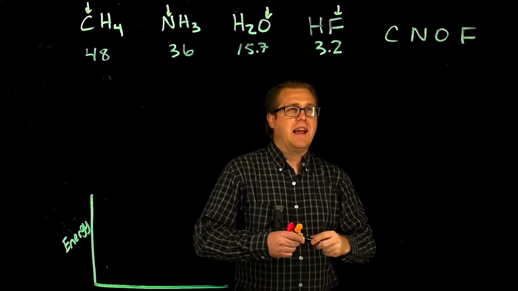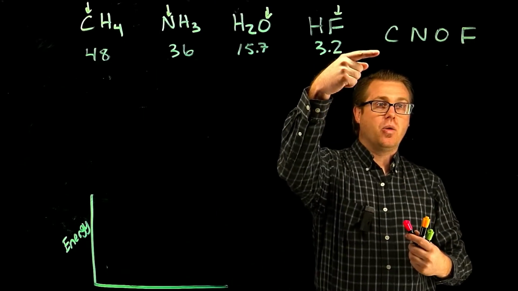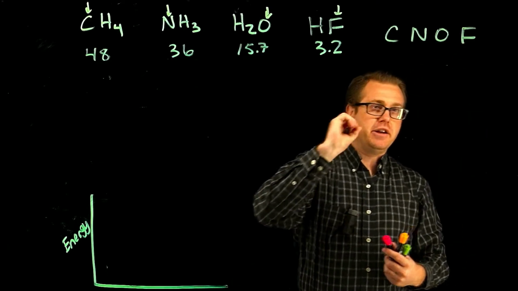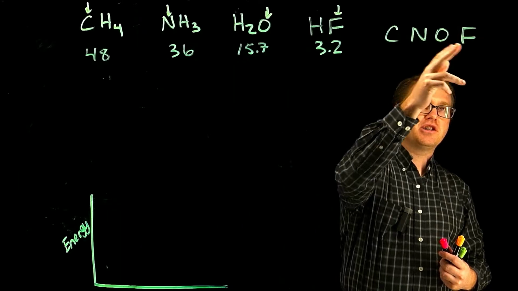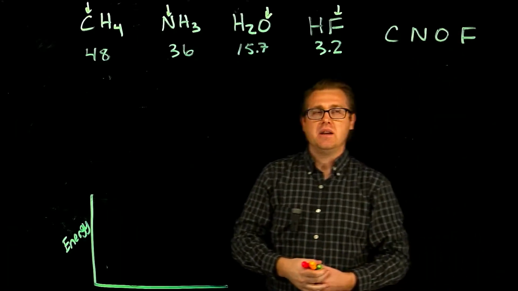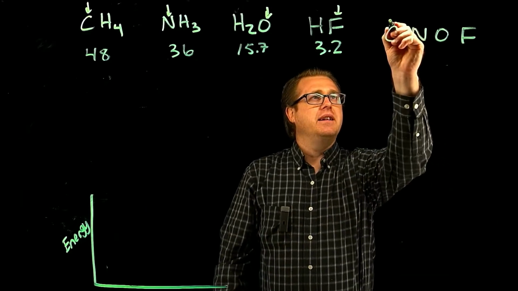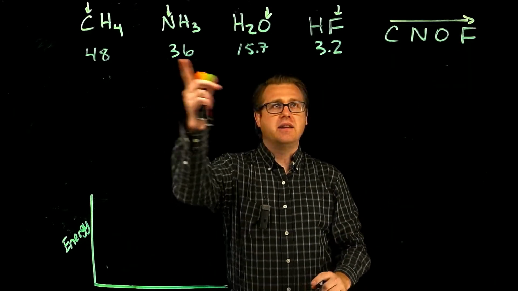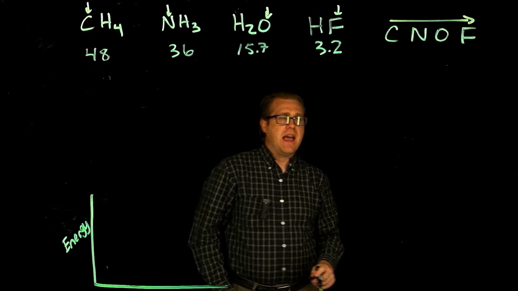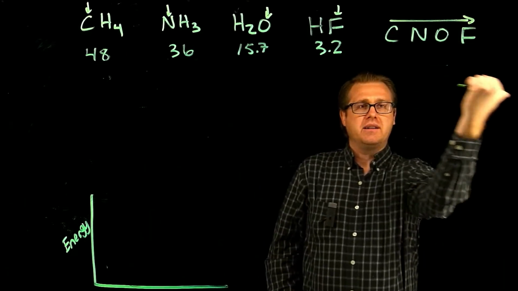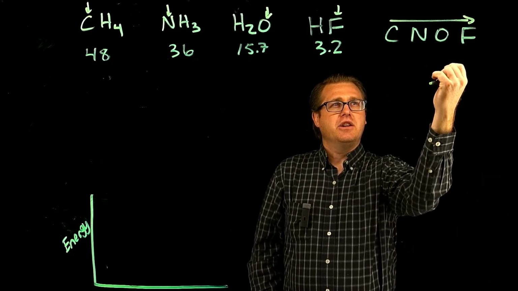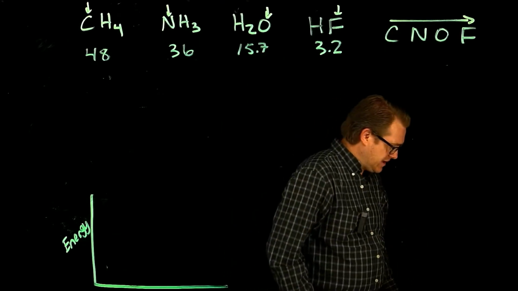When you go to your periodic table, notice that this is the order in period 2. You see carbon, nitrogen, oxygen, fluorine in that way. So what we can do is make this general idea when looking at these molecules, that as you go further to the right, you're going to see that the acidity increases.